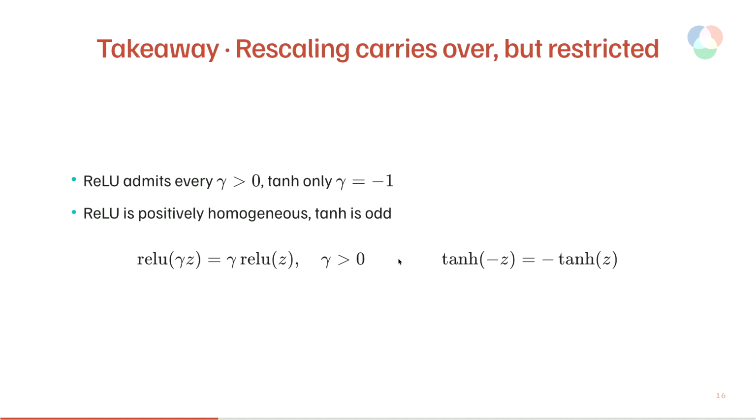Both of these observations are simply due to the properties of these 2 activation functions. The ReLU activation function is what's called positively homogeneous of degree 1, which is just a fancy name for saying exactly this, that you can transfer this positive scalar between the input and the output of the function. And the hyperbolic tangent is an odd function, so you can just transfer a negative sign from input to output. So that's the sign flip symmetry for the hyperbolic tangent. So the answer to the question of which of the degeneracies carry over is that the rescaling does carry over, but only in a very restricted manner.